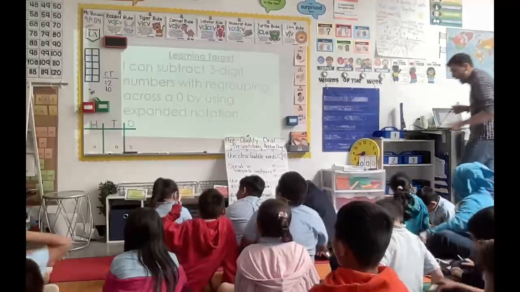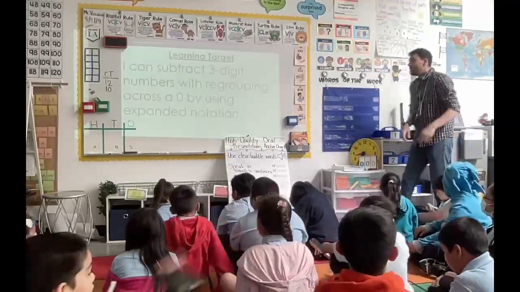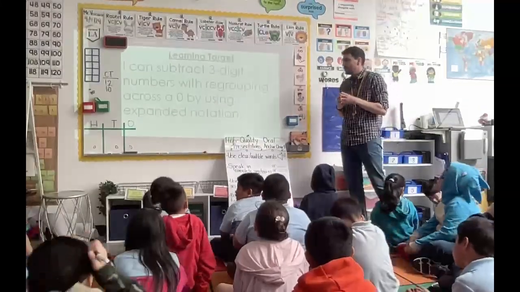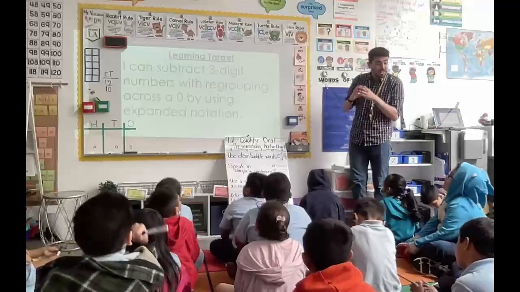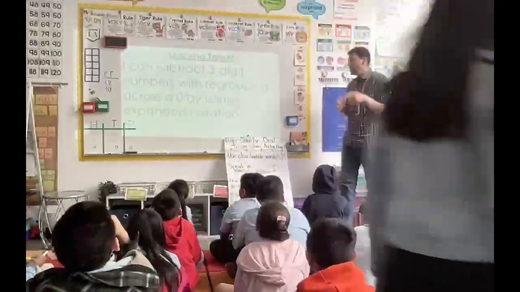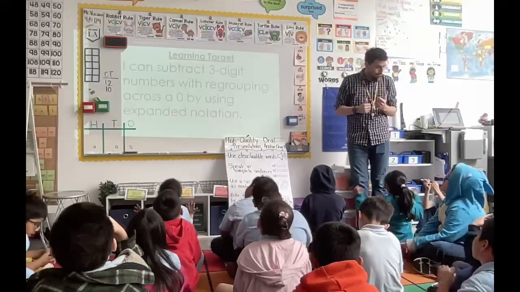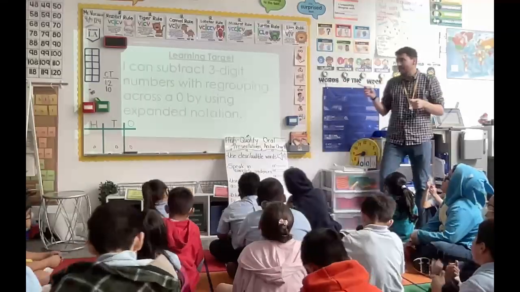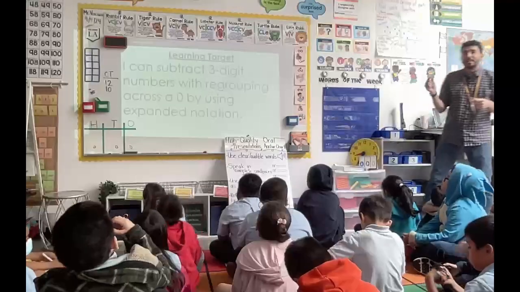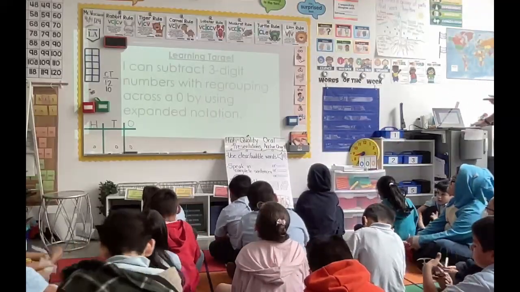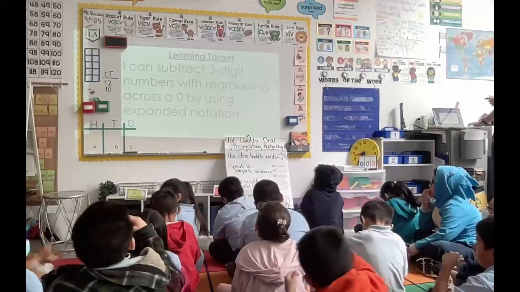I can subtract 3-digit numbers with regrouping across the 0 by using expanded notation. So notice that in today's target, we're going to have a 0 in one of our place values. And we're still going to use the same strategy of expanded notation though.